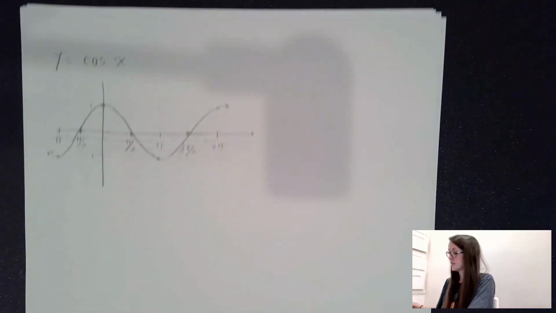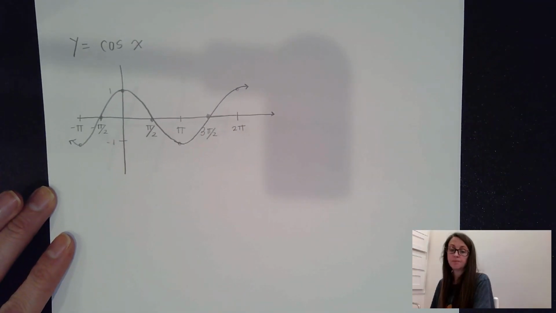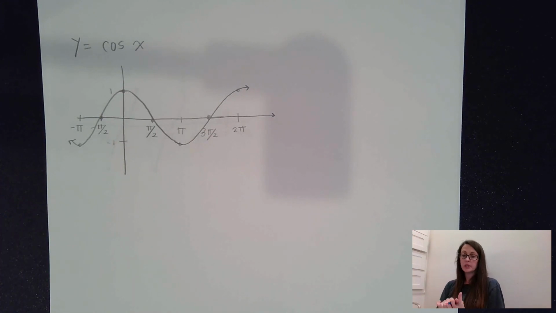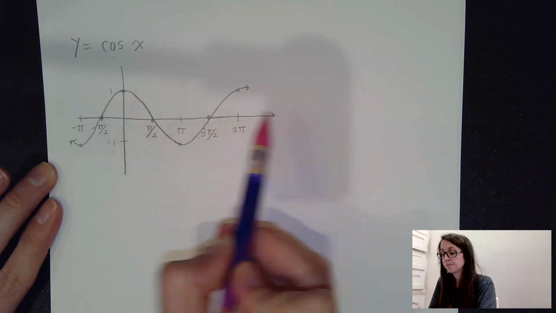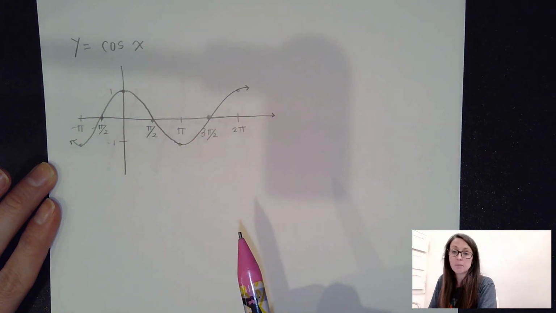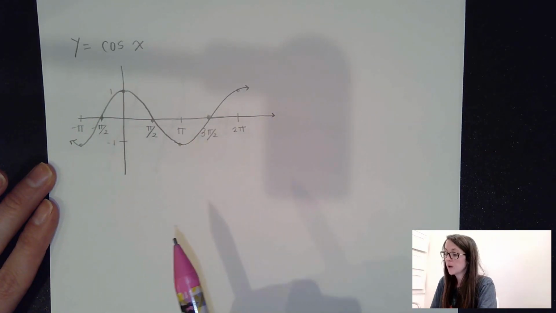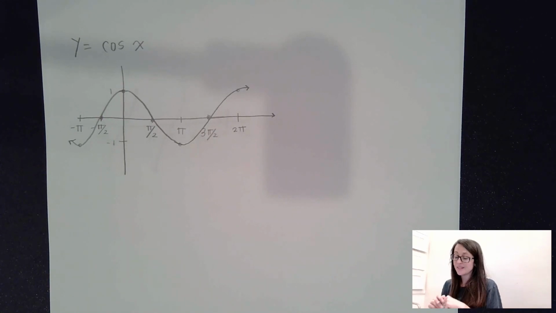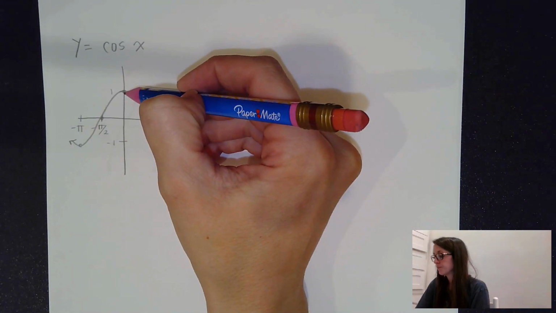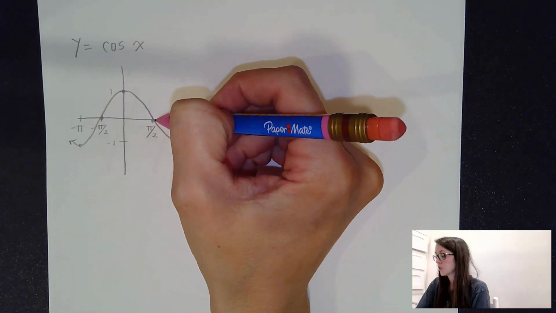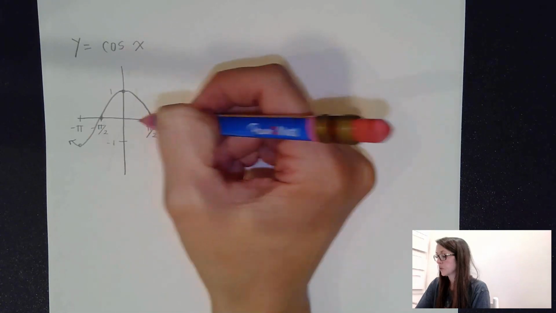So let's look at cosine. Remember, I told you that inverse cosine lived in quadrant 1 and quadrant 2, right? If I were to draw a horizontal line through cosine here, it does not pass the horizontal line test. But can I restrict the domain so that it does pass the horizontal line test? So this would be quadrant 1, and this would be quadrant 2.